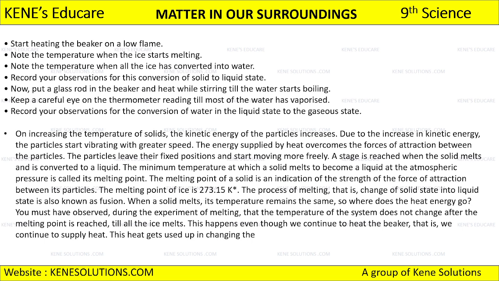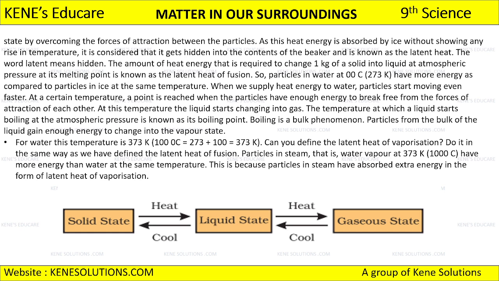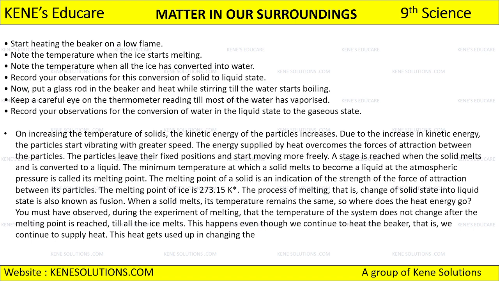Okay, and when a solid melts, the temperature will remain the same. So where does the heat energy go in that case? When we are performing the experiment of melting, the temperature will not change after the melting point is reached, till the ice is melting, and that is why we have to continue heating the beaker. It means we have to continue supplying the heat, and this heat is used in overcoming the force of attraction between the particles. Okay, so I just want you all to please write the definition of melting point and the melting point of ice.